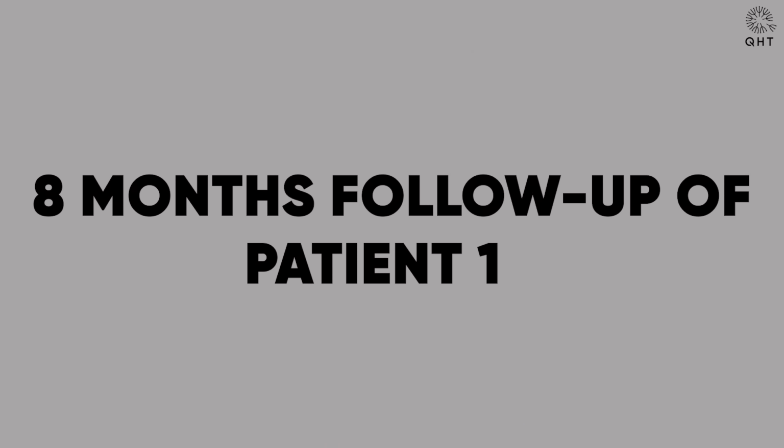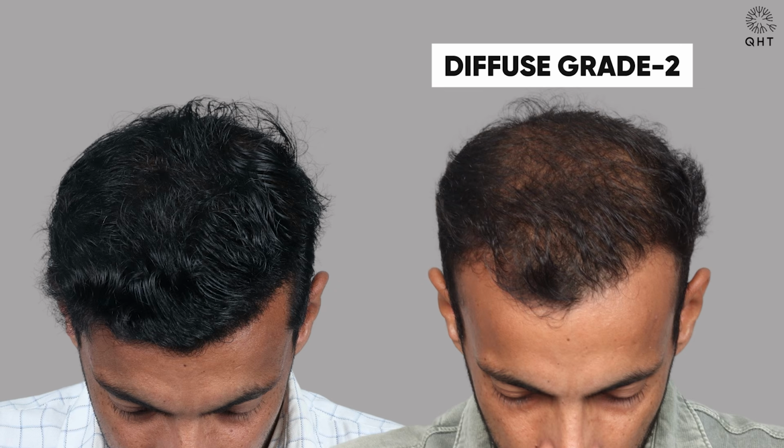Eight months follow-up of patient 1. After just 8 months, patient 1 achieved impressive growth on his scalp despite starting with the challenges of diffuse grade 2 baldness. His new hairline perfectly frames his face along with his temples. The frontal zone now achieved voluminous density, giving him a sharp, youthful, and confident look. In only 8 months, his overall appearance has completely transformed.